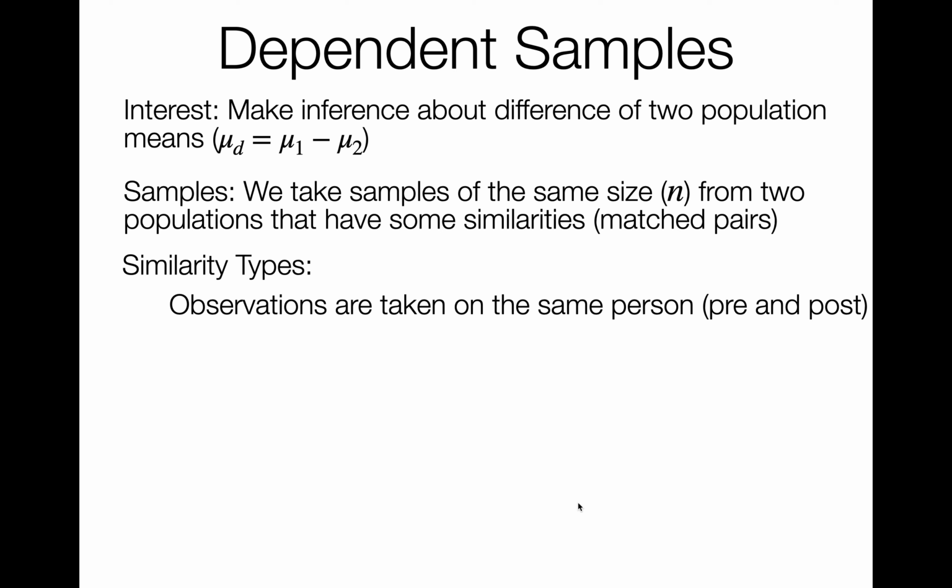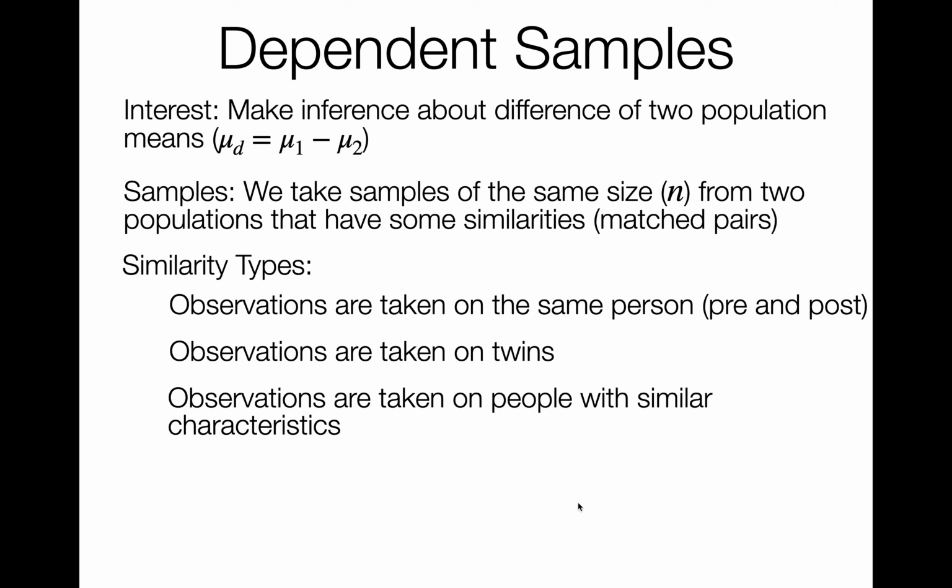Okay, so it could be the same person is in both, or the observations are taken on twins or some people who have some genetic similarities. So maybe I'm trying to test some drug, or I'm giving something to the human body. If I have twins, they're going to react probably in the same way, or they might have the same kind of reaction because they share some genetics. And so I've got to take that into account.